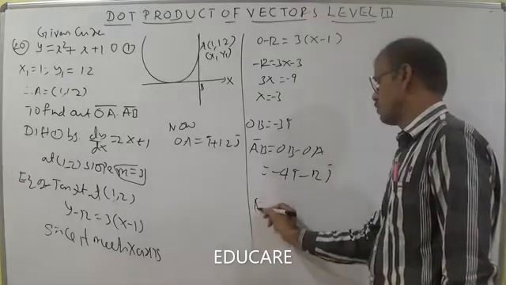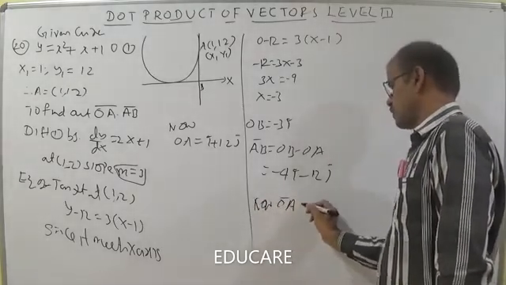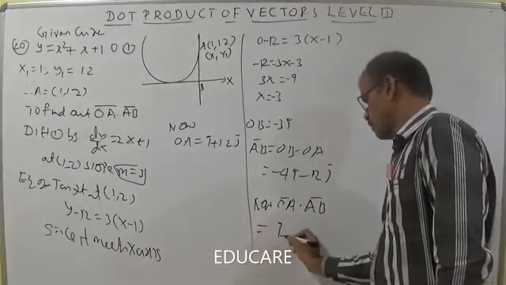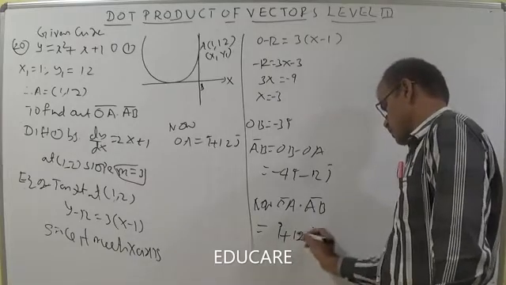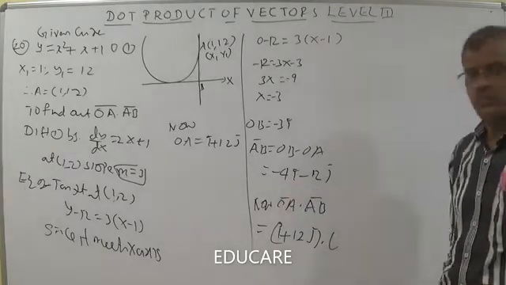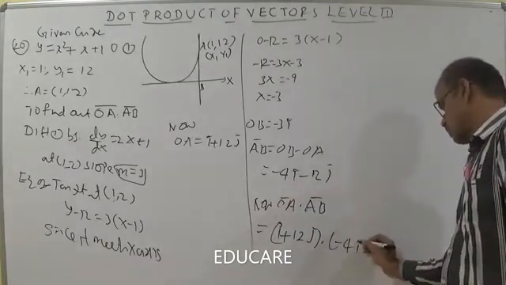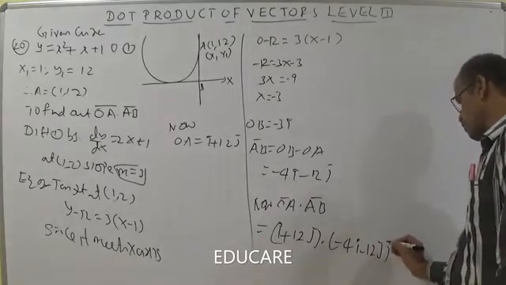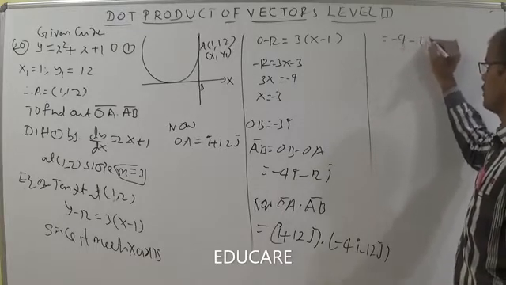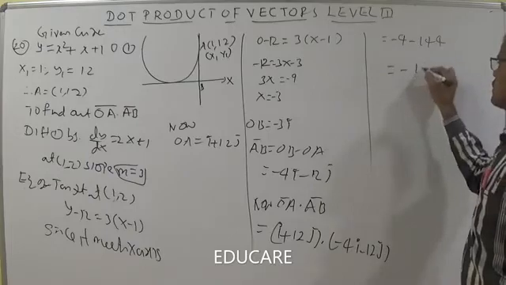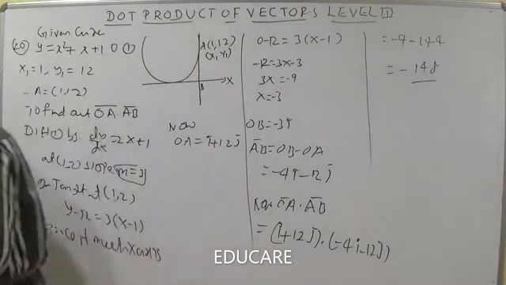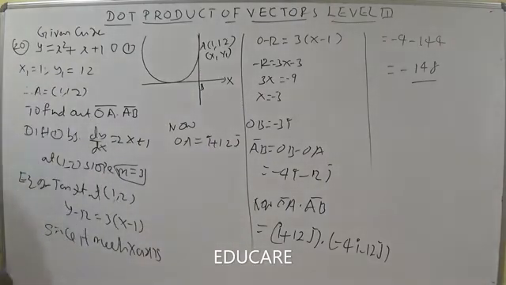Now find OA dot AB. What is the value of OA? i plus 12j dot AB, which we calculated as minus 4i minus 12j. Using i dot i and j dot j, you can write minus 4 minus 144. So the answer is a scalar in the negative direction, minus 148. That is the first option.